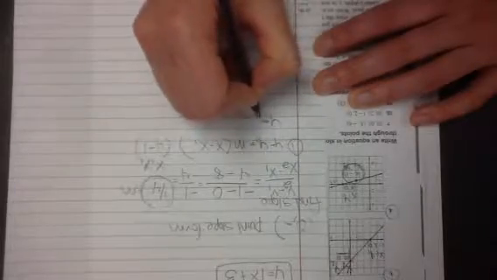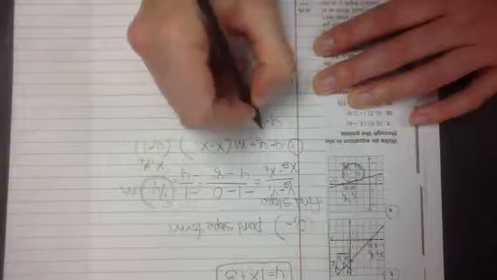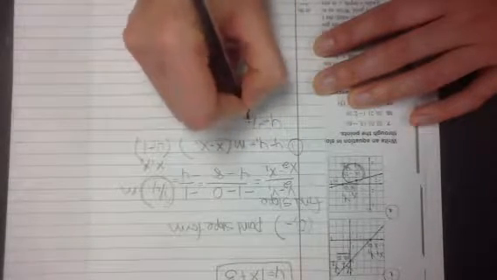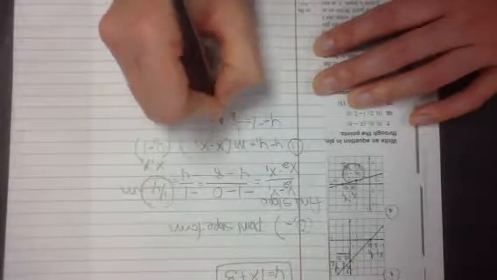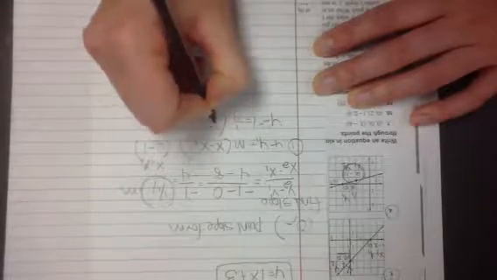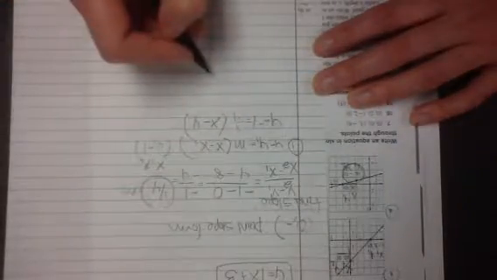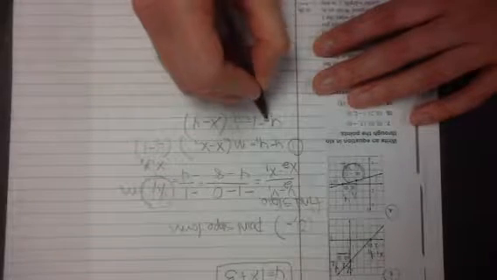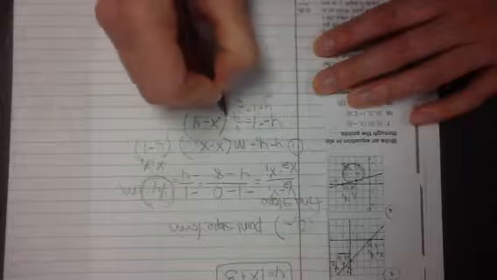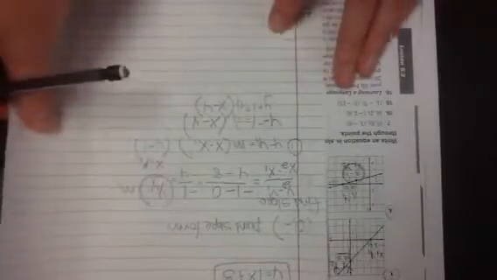So y minus our y1, so a negative 1, is equal to our slope, 1 over 4, times x minus our x1 value, which is 4. And then notice we do have to do some distributing, so y plus 1 equals 1 over 4 times x minus 4.